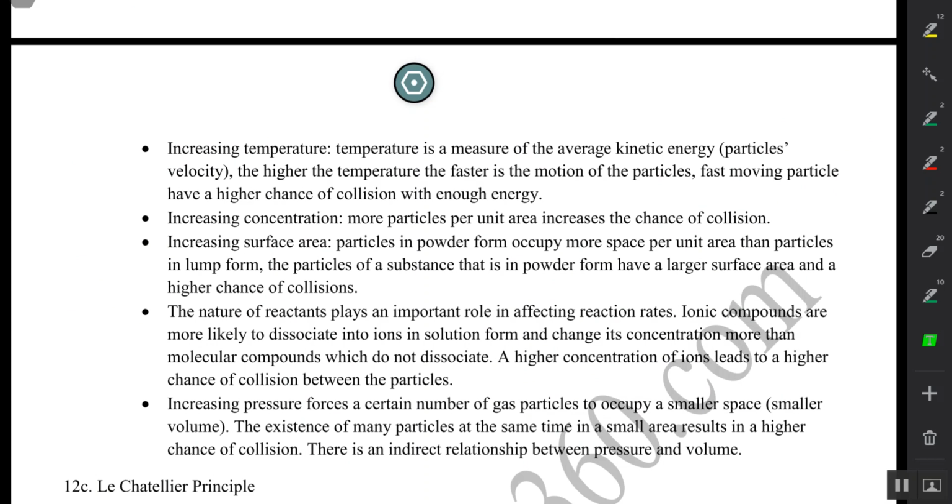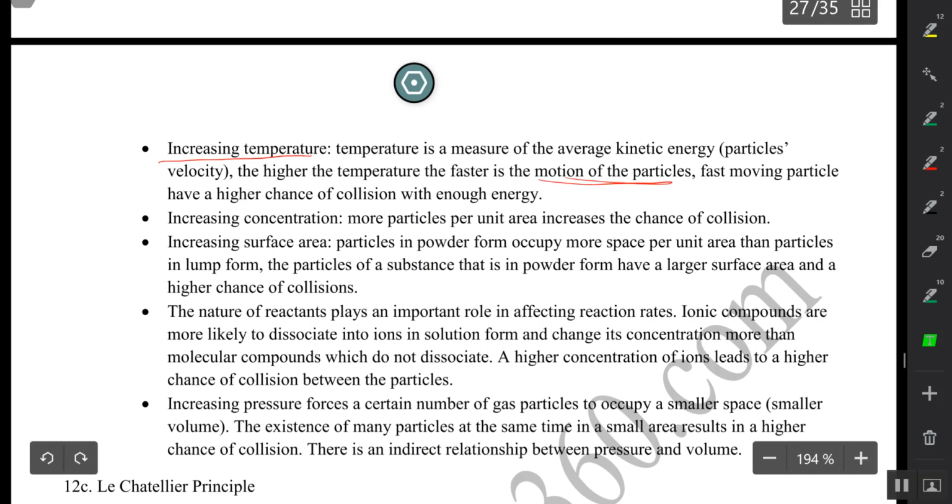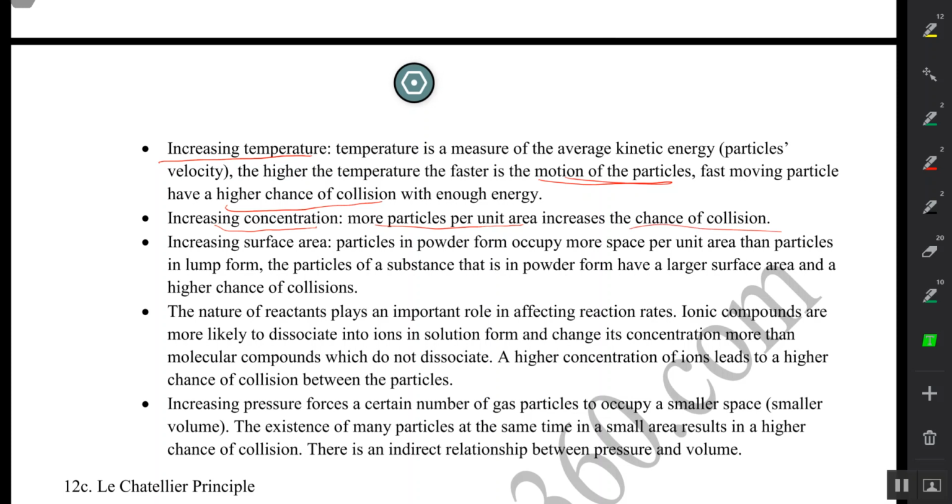So let's talk about temperature now. If you increase the temperature, you will increase the motion of the particles, and more particles moving means more chance of collision, and a higher chance of collision means a faster reaction. Concentration, again, means more particles per unit area. If you have a lot more particles, there's a higher chance of collision. Higher chance of collision means a faster reaction.